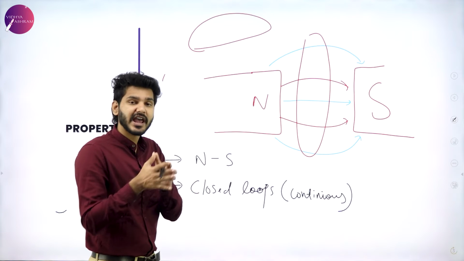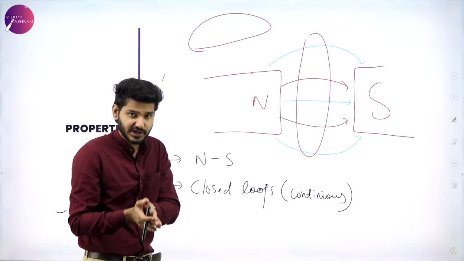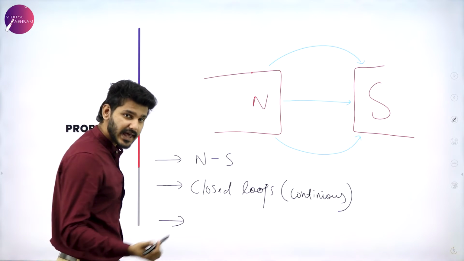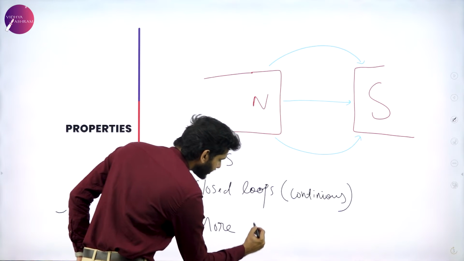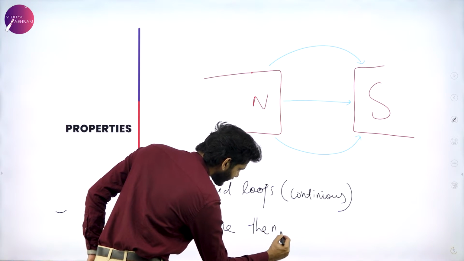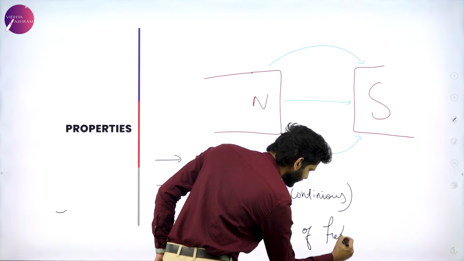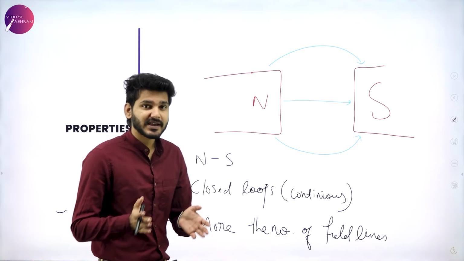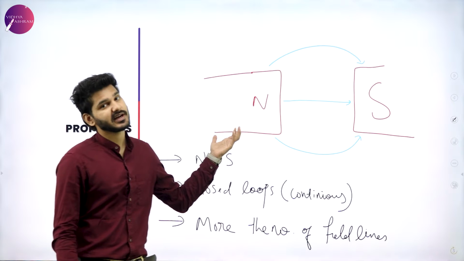Now, this is true everywhere, because as we decrease the number of field lines in a given area, the field strength decreases. So we can just say that the more the number of field lines, the stronger the magnetic field will be. So it is stronger near the poles compared to the sides.